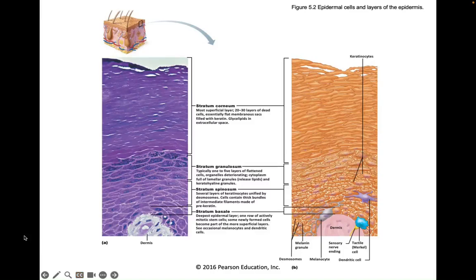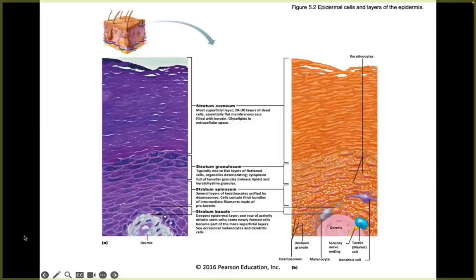So the first thing that we're going to look at here are the different layers. We're specifically looking at epidermal cells and layers of the epidermis. You can see here is where we see the dermis. This is that basement membrane that we find. And this is where you're going to see the stratum basale, or basal. This is the deepest epidermal layer.